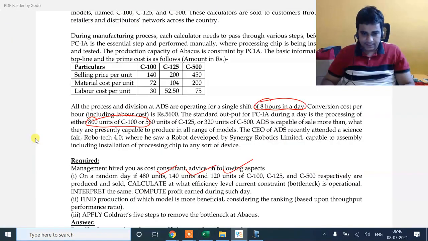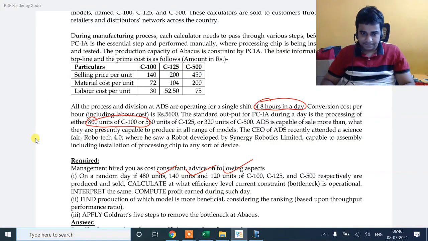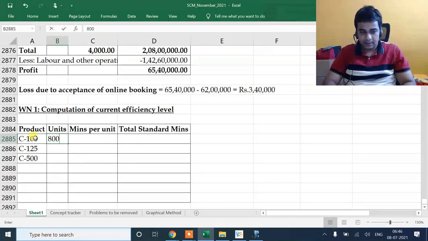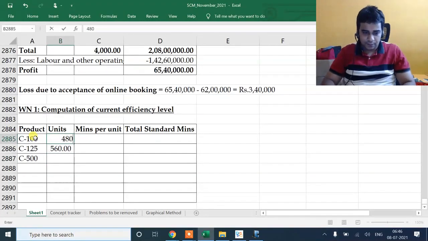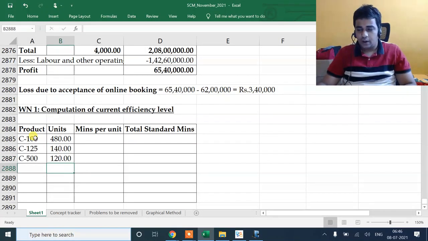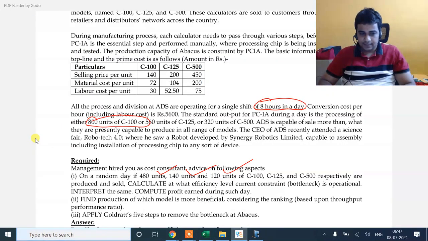We have three products, C100, C125 and C500. Three products. Utilization is 480. This is what we have ended up doing. Now they want us to know what is the utilization. 480, 140 and 120.